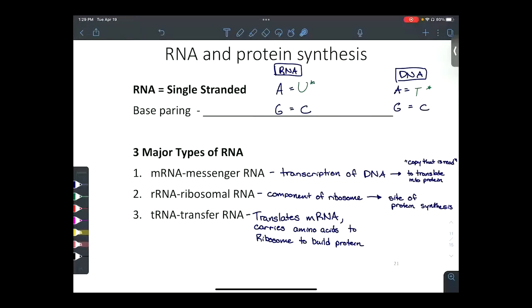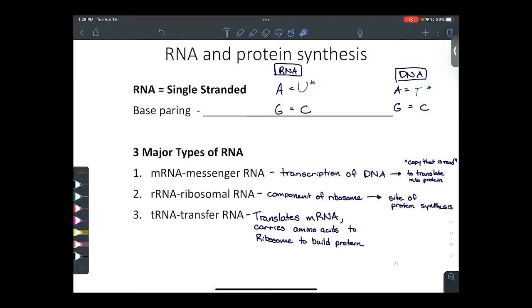So there's 3 different types of RNA, and we'll talk mostly about 1 and 2. So we have mRNA, rRNA, and tRNA. Thankfully, those beginning letters tell us a little bit about what it does. So mRNA is the messenger RNA. This is the RNA that is involved in transcription of DNA. So it's doing the copying. Okay, mRNA is doing the copying of DNA.